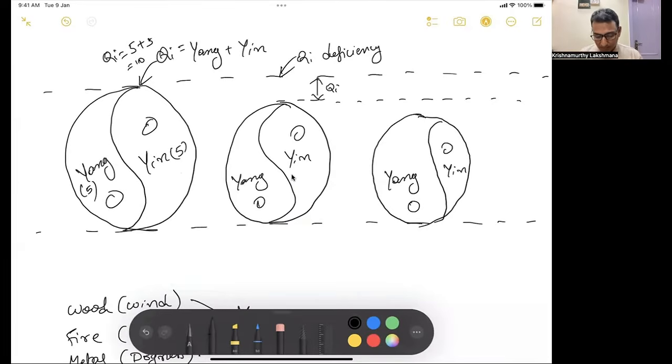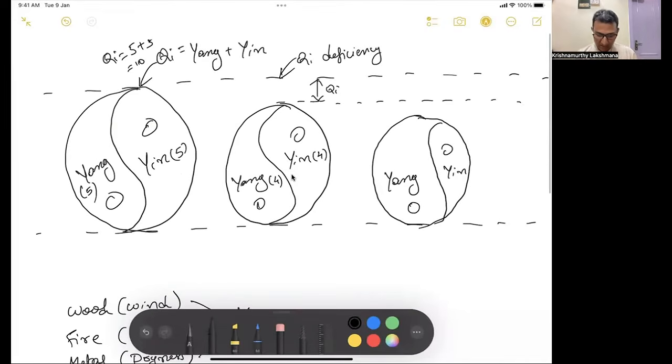In the second case, what has happened? Say yang is 4 and yin is also 4. Okay. So now how much is the qi? Qi is equal to 4 plus 4, which is equal to 8. So the qi has reduced. Now, what is to be noted? The ratio of yin and yang. But once the ratio of yin and yang changes, then we start seeing a different type of deficiency.